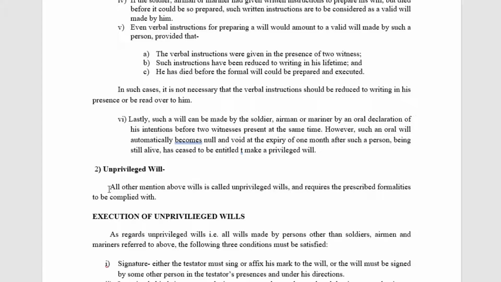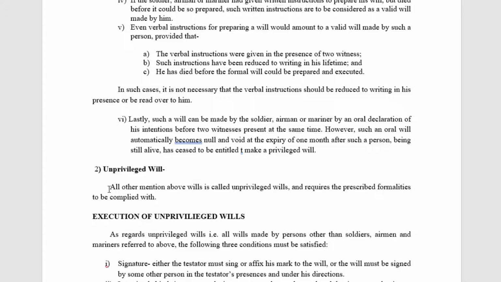The persons other than soldiers, airmen and mariners, any layman or any general person, can make an unprivileged will. So this is the difference between the privileged will and the unprivileged will.